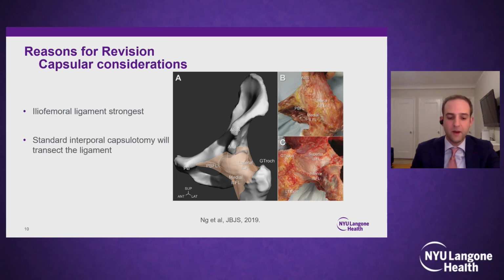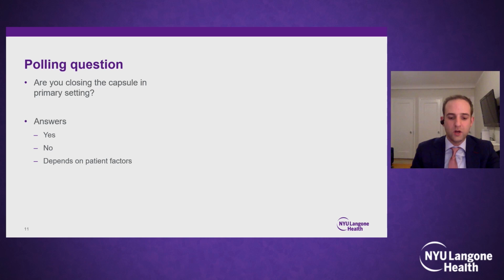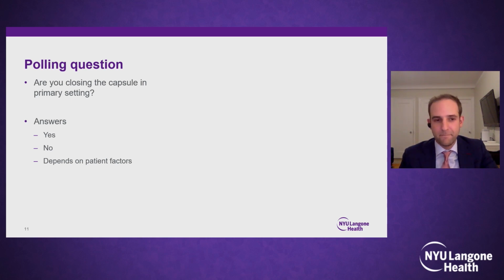Okay, the next thing I want to speak about is capsular considerations. So as a brief reminder, the iliofemoral ligament is the strongest ligament in the body, but a standard interportal capsulotomy will typically transect this ligament. So the question becomes, do you close the capsule in the primary setting? So I'd like to poll the audience here, what people are doing as far as closing the capsule in the primary setting. So the answers would be yes, you close it, no, you don't close it, or it depends occasionally. So I don't know if maybe we could launch that poll.